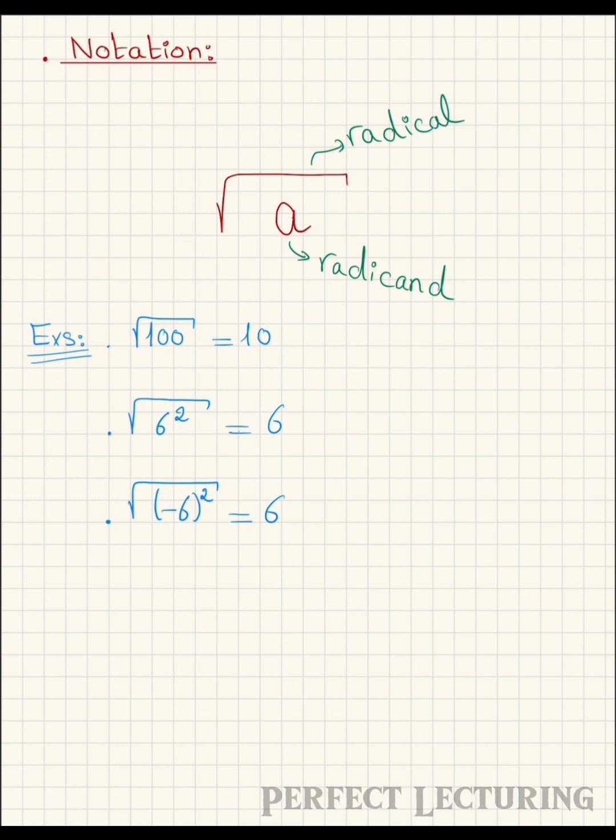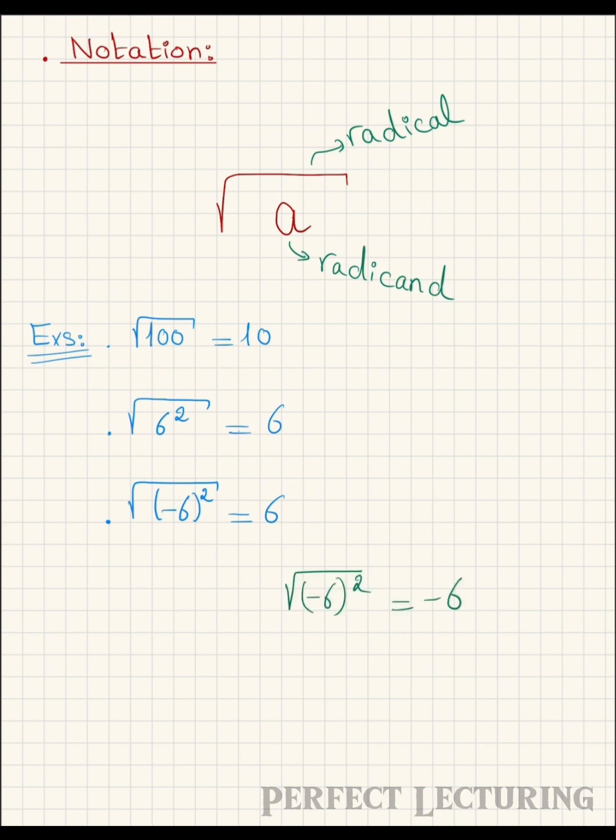Regarding the notation, this is how we represent a square root. This sign is called the radical, and the number underneath the radical is called the radicand. And the entire thing is called a radical expression. So for example, the square root of 100 is 10, the square root of 6 to the power of 2 is 6, and the square root of negative 6 to the power of 2 is equal to 6. It is not minus 6. So that's a common mistake.